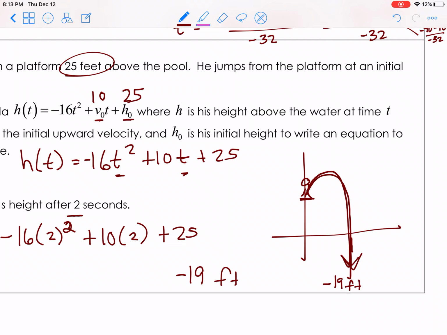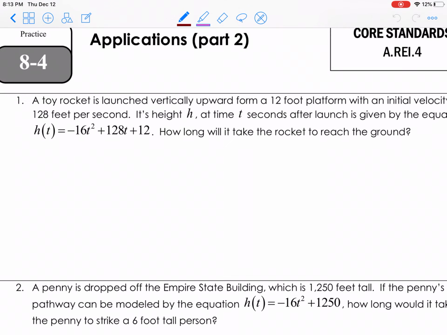So, pretty fast dive, I guess. All right, let's take a glance at the assignment, and I'll just guide you along on a few things.